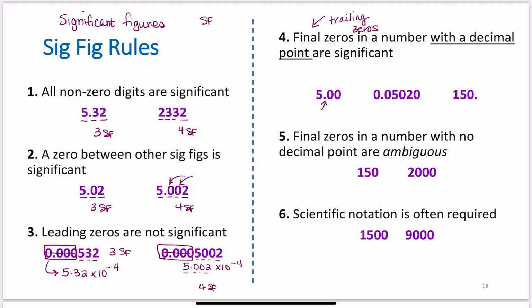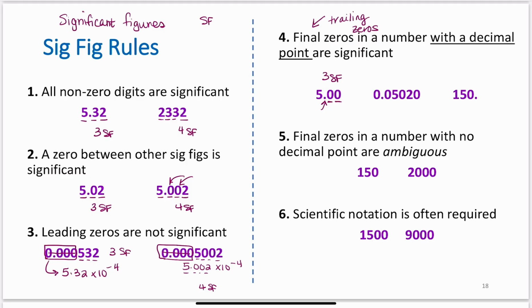So notice here, I have a decimal place. That means that these 2 zeros here are significant. This is like saying I owe someone $5. I owe them exactly $5. I don't owe them $5.25. I don't owe them $4.95. I owe them $5.00 to the penny. This has 3 sig figs. The 5 and both zeros are significant.